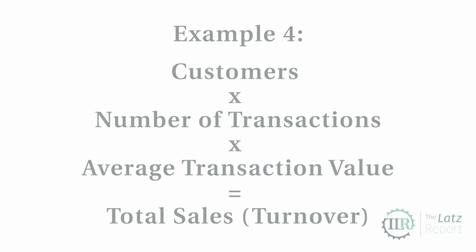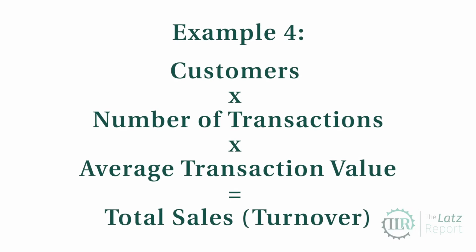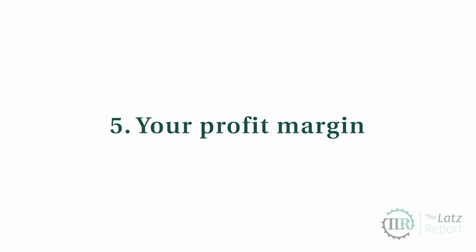Once you've multiplied your number of customers by your number of transactions per customer and your average sale value per transaction, you arrive at your total sales or your turnover. But hopefully you remember from one of my previous episodes that turnover is vanity and profit is sanity. So we need to multiply this total by one final variable, and that is your profit margin. For the purposes of this example, we'll say it's your gross profit margin. That is your sale minus your cost of goods sold.